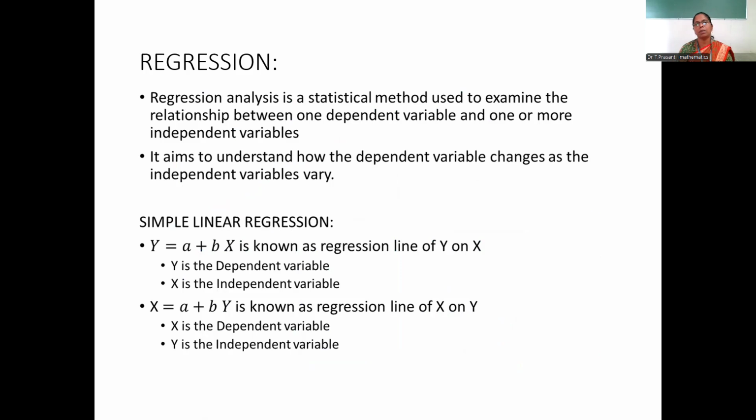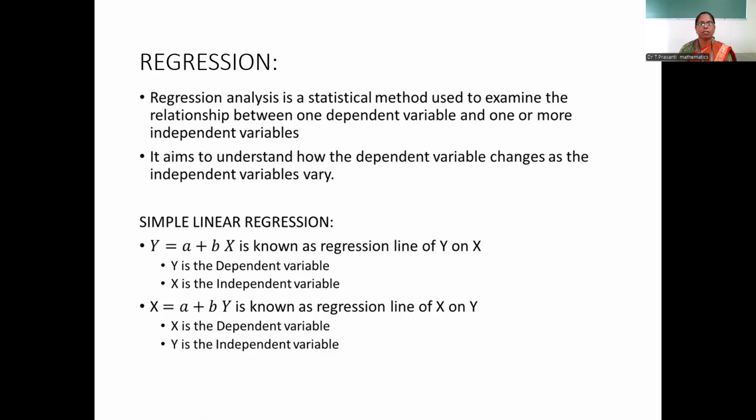So see here, what is the meaning of regression? Regression analysis is a statistical method used to examine the relationship between one dependent variable and one or more independent variables. Now you should understand the difference between correlation and regression. In correlation, all the variables should be related to each other and all depend on each other. Now coming to regression, all the variables are related to each other, but a few are dependent and a few are independent.